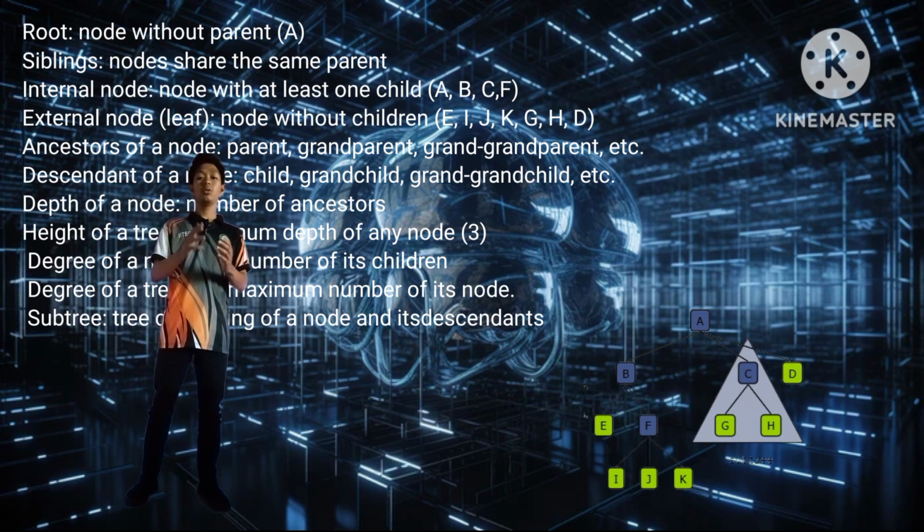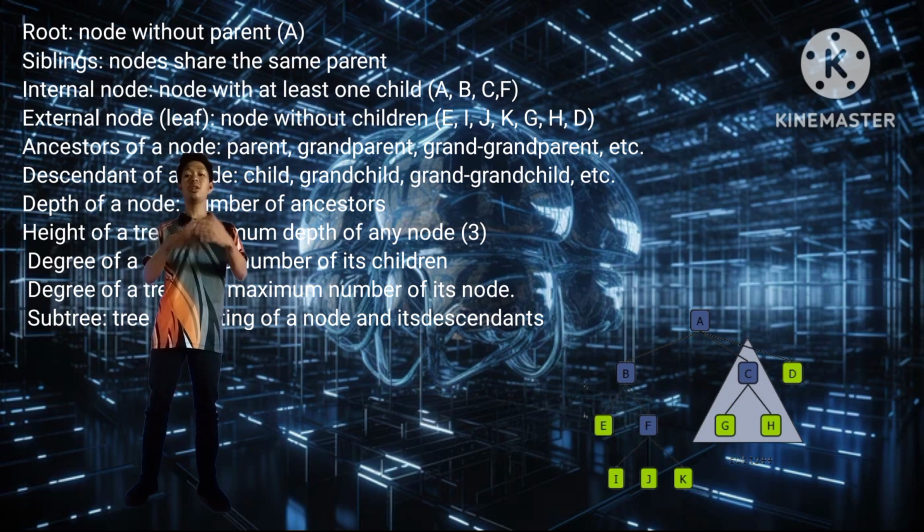And then there is what we call the internal node. A node with at least one child. An example of that is A, B, C, and F. And then the external node, or we could say the leaf, a node without children. Examples of that are E, I, J, K, G, H, and D.